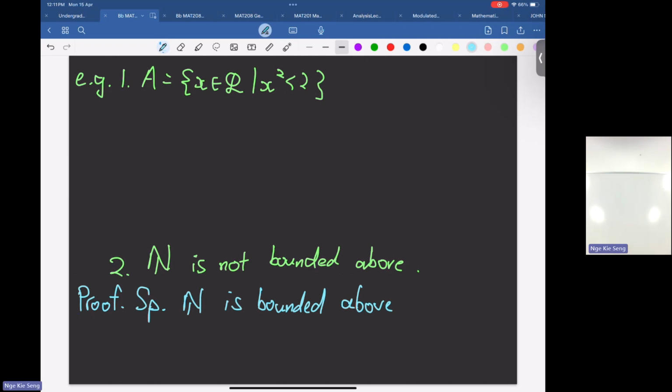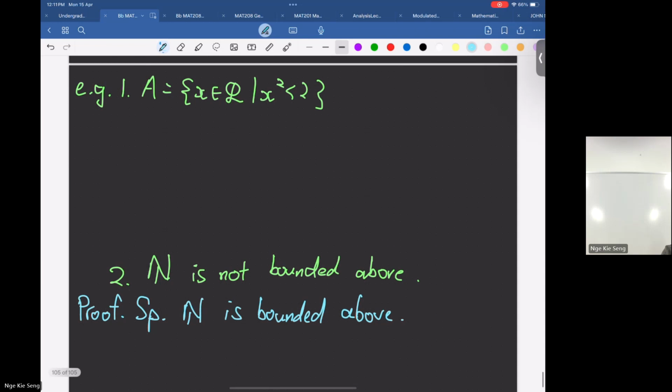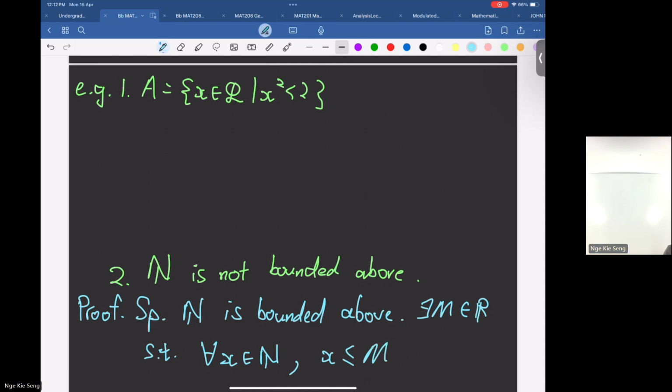So this is like reverse thinking. You need to go in the other direction. Suppose it is bounded above, which means what? By definition, there exists an M in the real numbers such that for everything inside the natural numbers, x is less than or equal to M.